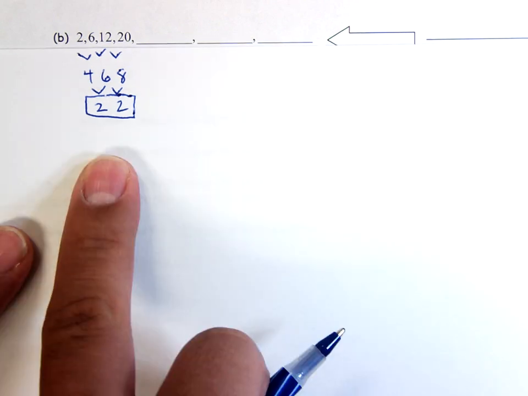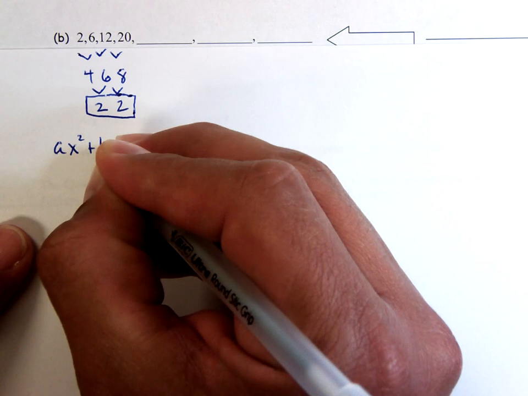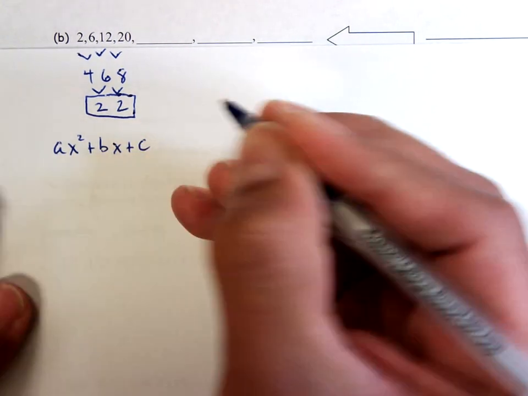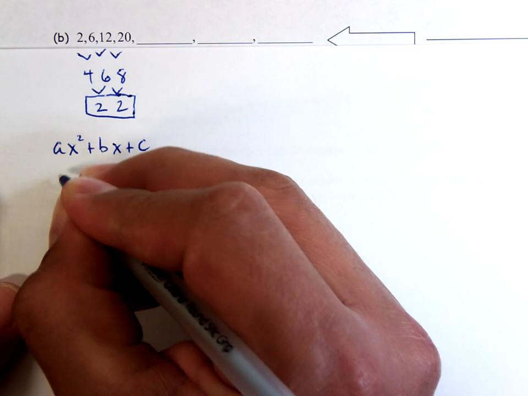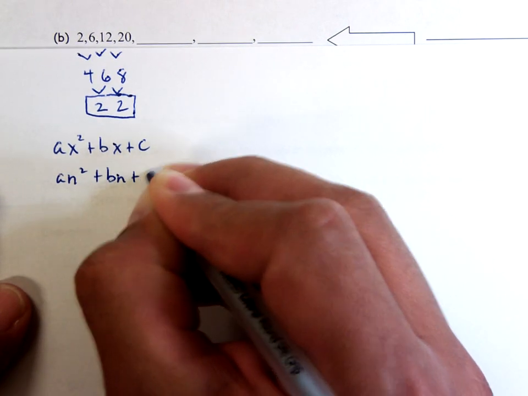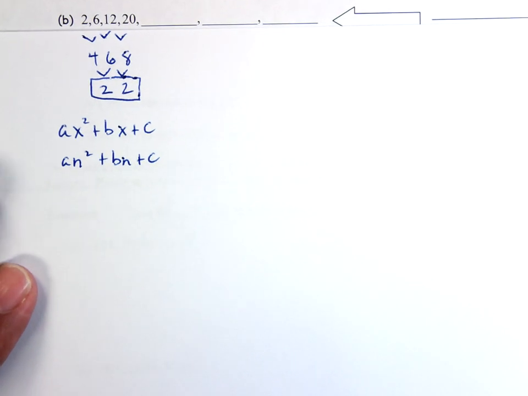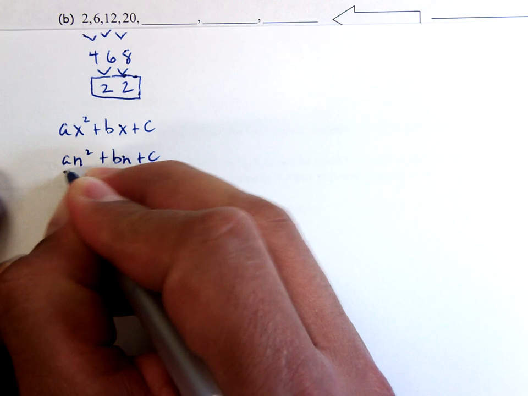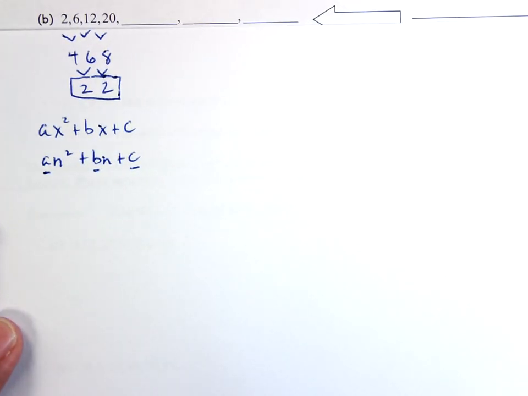So because it is a quadratic, I know it's going to be written in the form ax squared plus bx plus c. That's from Algebra 1. But again, because we're doing series, and they always use n, they say find the nth term. So instead of writing ax squared, I'm going to put an squared plus bn plus c. Okay, so now what I need to answer my question is to figure out what a is, what b is, and what c is. So that is my goal.